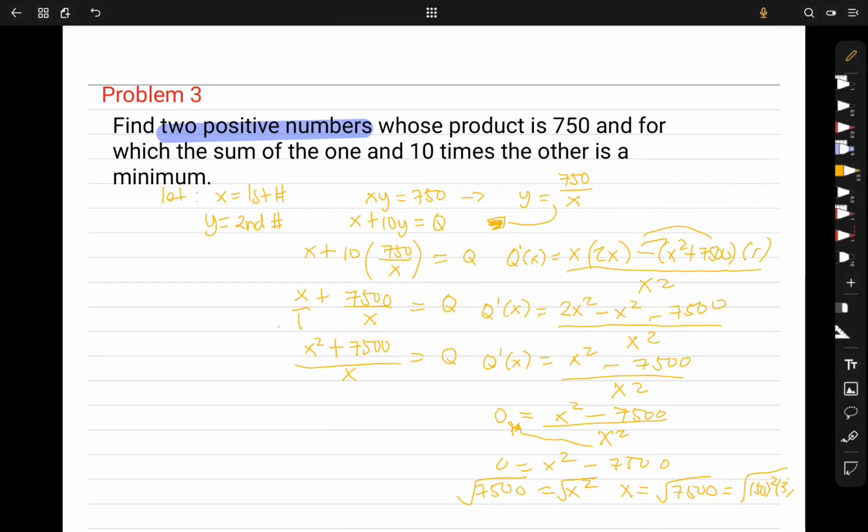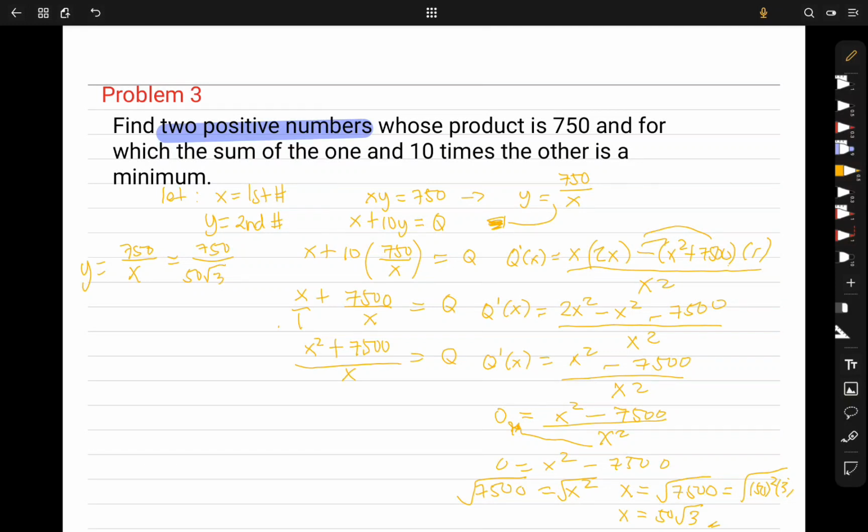Therefore, we could say our x is equal to 50 square root of 3. Then, nahanap na nga natin yung value natin for x. So, we can find our value for y. So, y natin is equal to 750 all over x. Substitute natin yung nakuha nating value for the x, that is 50 square root of 3. 750 all over 50 square root of 3.